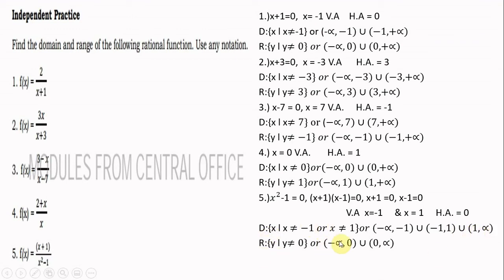Our range value, we will base it on our horizontal asymptote, which is equal to 0. That's range is a set of y such that y should not be equal to 0, or again, on the interval negative infinity 0, union 0, and positive infinity.